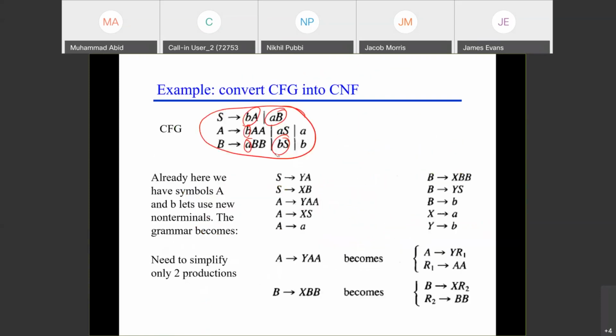Then we will see what if it has a lambda production. So your first step will be to kill lambda productions. If it has a unit production, the second step will be to kill unit productions. Third step, take care of all these things. Just convert them all to capitals, and you will follow the next step.